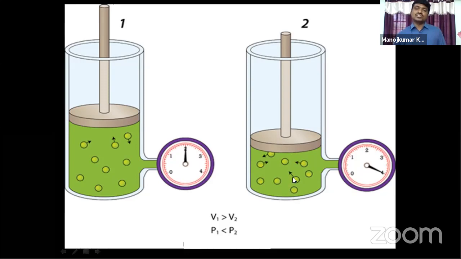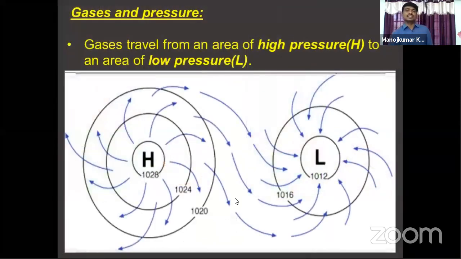here the volume is decreased compared to the first picture. When volume is decreased, all the molecules come very close, isn't it? Because of this the pressure increases. See here the pressure is higher than there. So if volume is increased, pressure decreases. If volume is decreased, pressure is increased, because volume and pressure are inversely related.